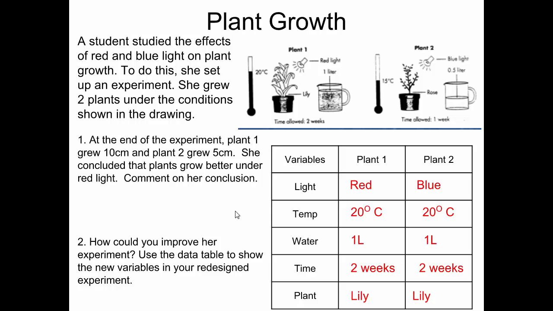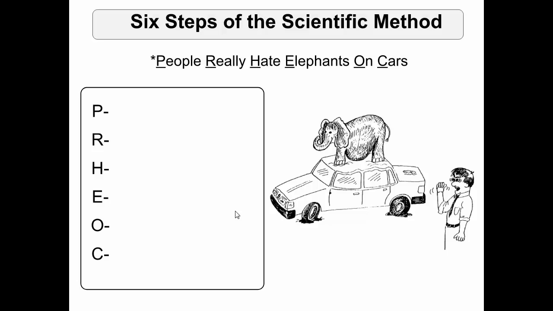All right, so let's talk a little bit about how we set up experiments. So when we talk about the scientific method in class, we're going to say that there's 6 steps to it. Now, different scientists might talk about these a little differently, but for our purposes, we're always going to say 6 steps, and you're going to have to know them. You're going to have to know what they are, what they mean, and you have to know them in the right order.